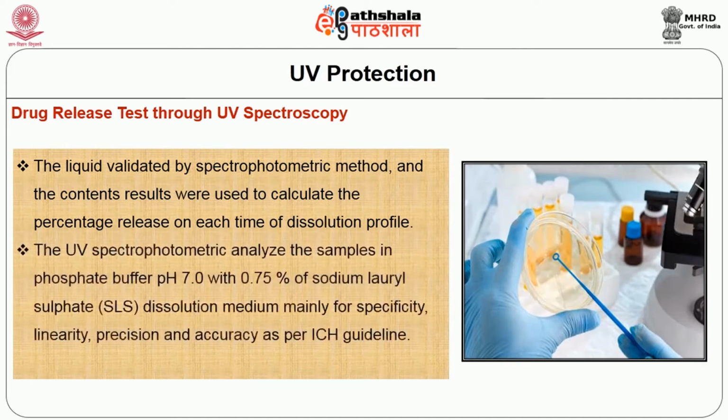Phosphate buffer with a pH of 7.0 and 0.75% of sodium lauryl sulfate. This solution medium is used mainly for specificity, linearity, precision and accuracy as per the ICH guidelines. All absorbance values are noted down at 460 nanometer.